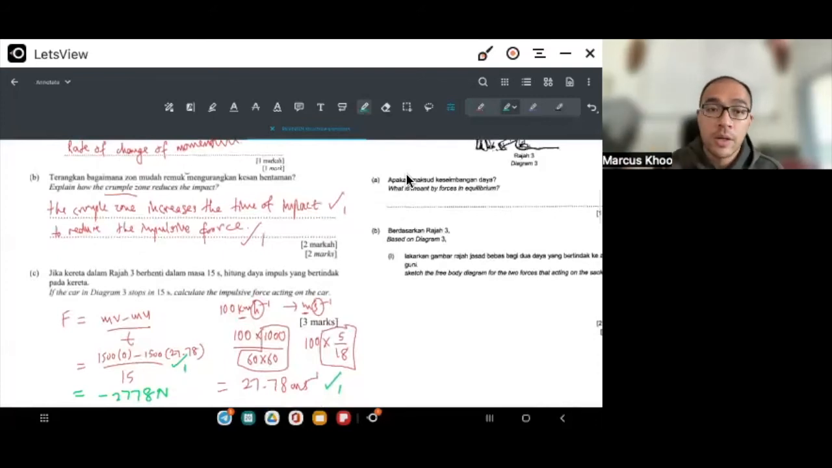Because the time of collision, although it's 15 seconds, is very long, but imagine if it's even shorter. Of course, because we're talking about cars, the impact is much bigger.